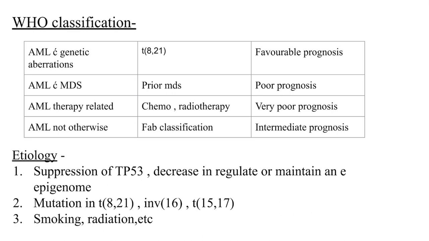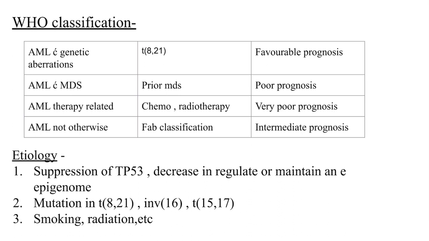Coming to the prognosis of different types of AML. For the first, which includes genetic aberration, it has favorable prognosis. MDS has a poor prognosis. Therapy related is a very poor prognosis. And FAB classification, that means AML not otherwise specified, has an intermediate prognosis.